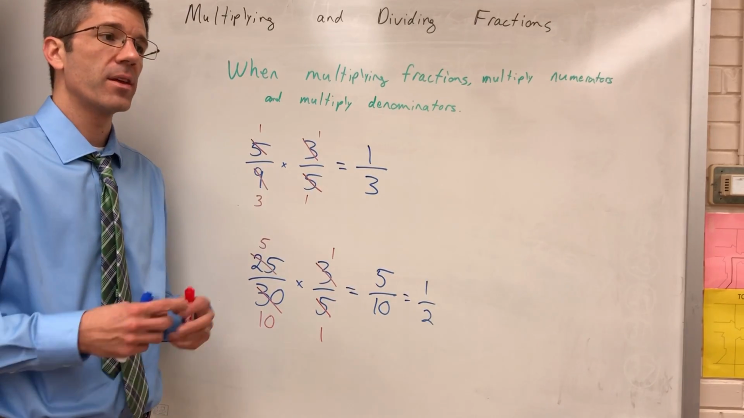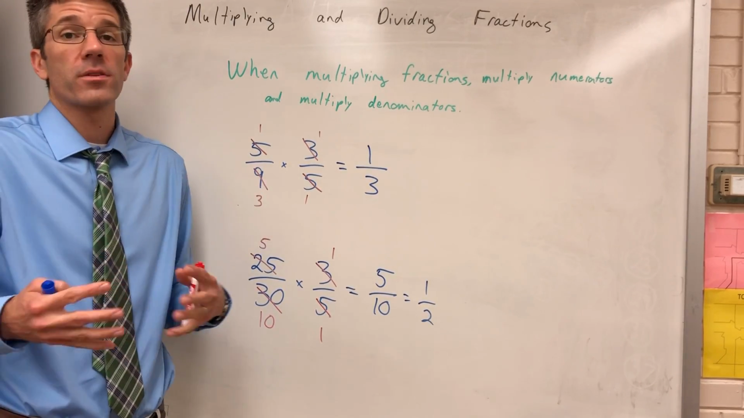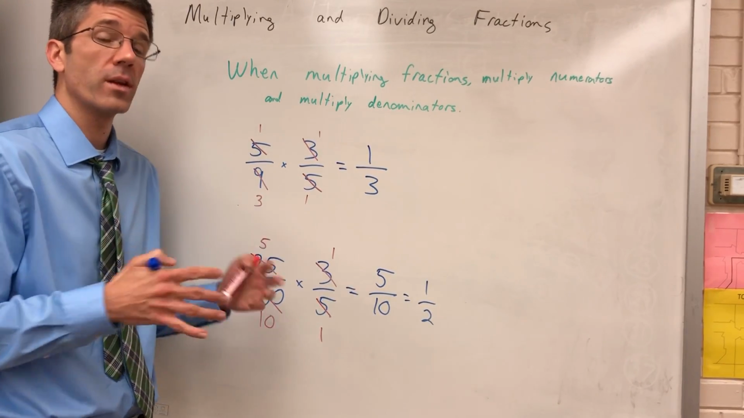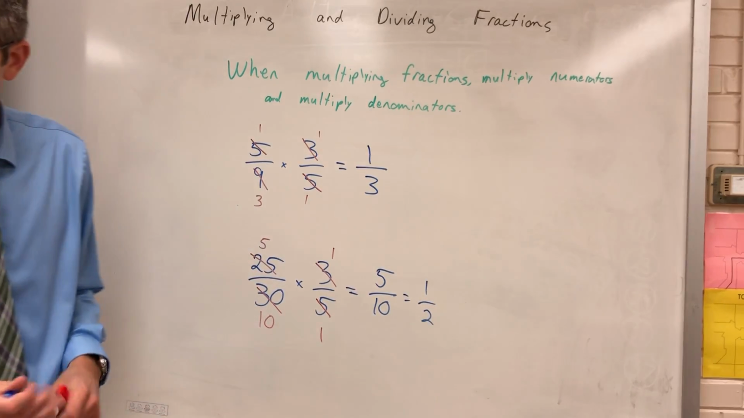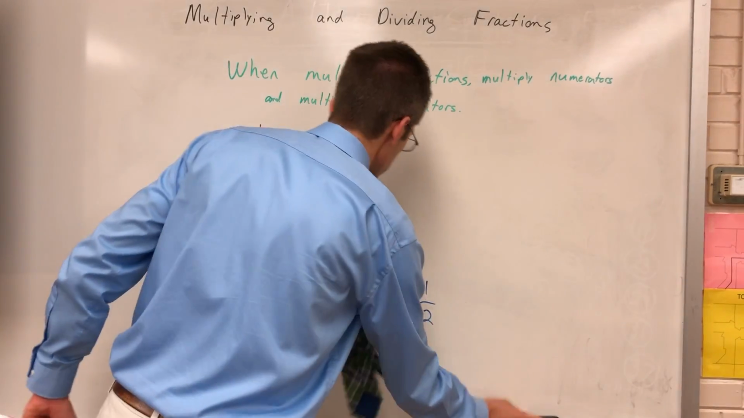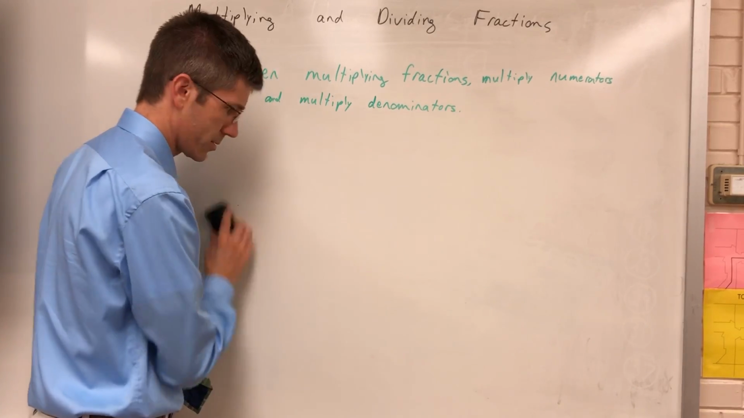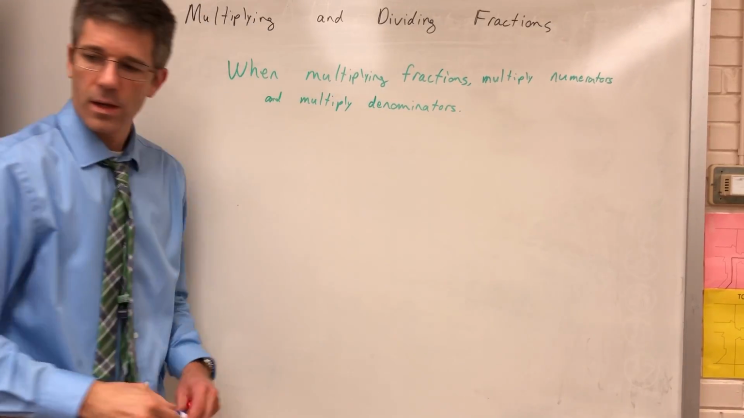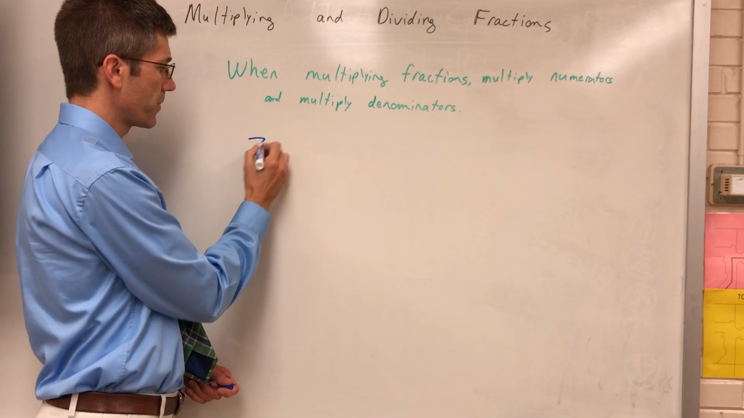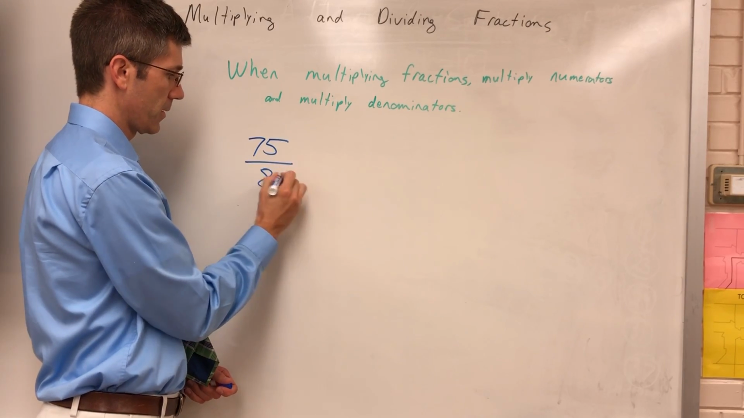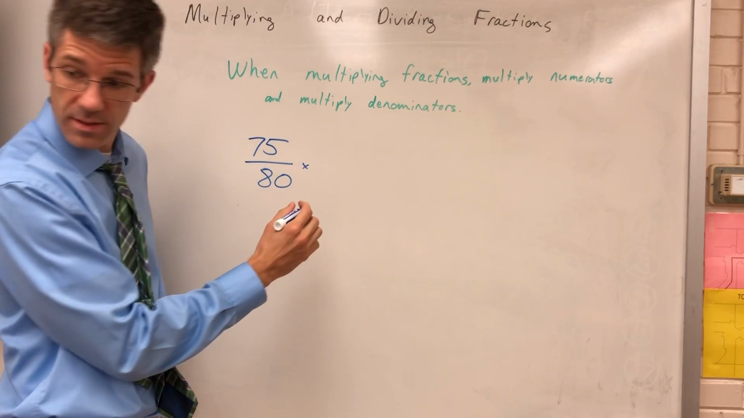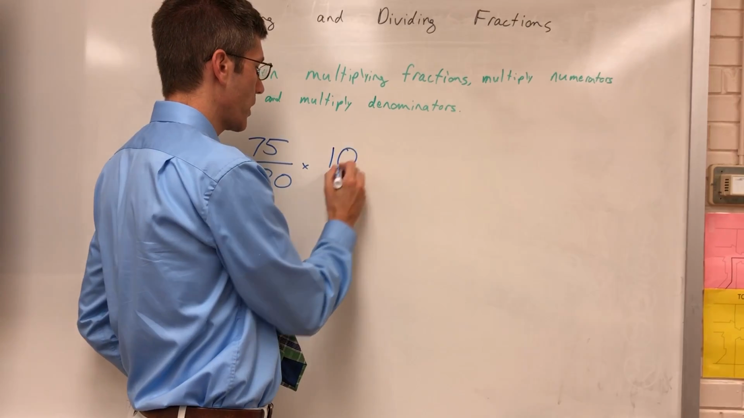Nevertheless, the only difficult part, or the only part that's really up to your choosing, is when to reduce and how to reduce. So let's do a couple other ones. And then we'll go to the dividing, which is super duper easy. So 75 over 80 times 10 over 3.